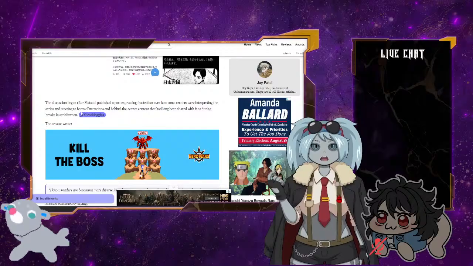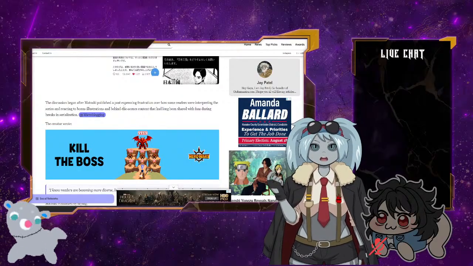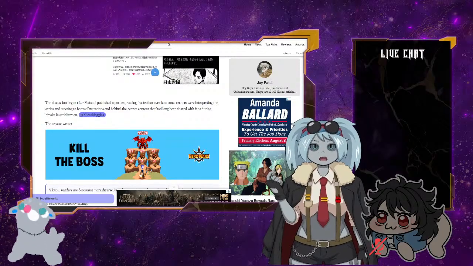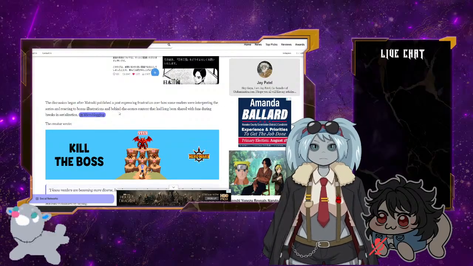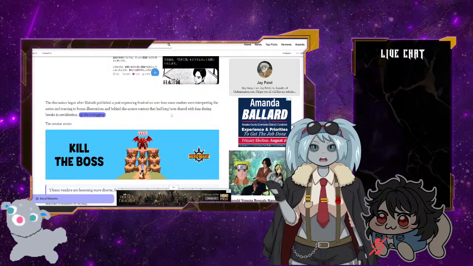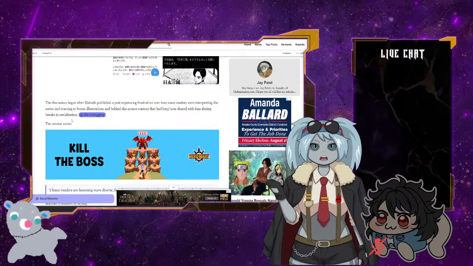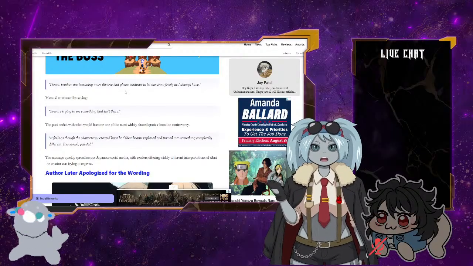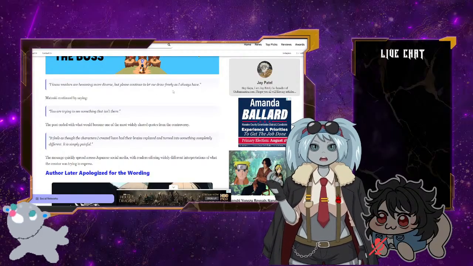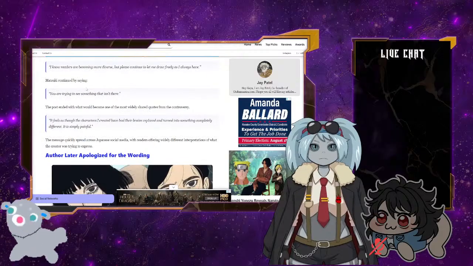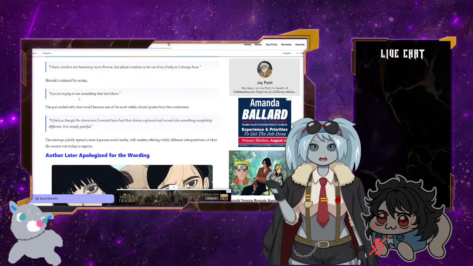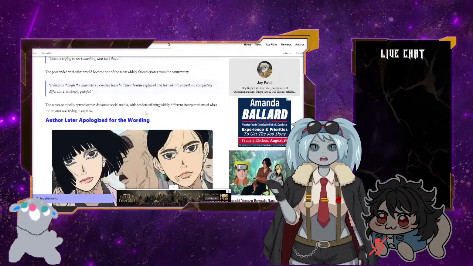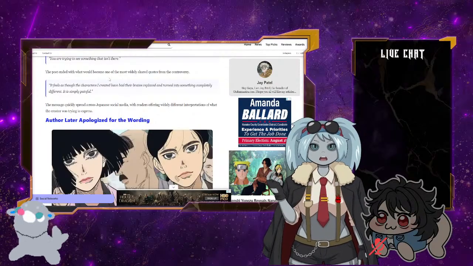As the article continues, the discussion began after Mikusu published a post expressing frustration over how some readers were interpreting the series and reacted to bonus illustrations from the behind the scenes content that had long been shared with fans during the break of the serialization. The creator wrote, "I know readers are becoming more diverse, but please continue to let me draw freely as I always have. You are trying to see something that isn't there." The post ended with what became one of the most widely shared quotes of the controversy.